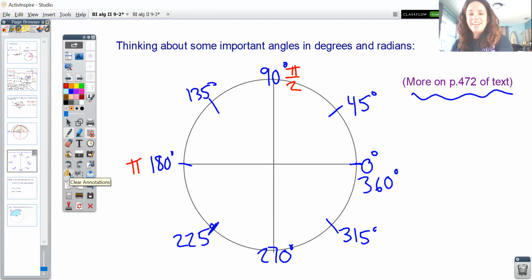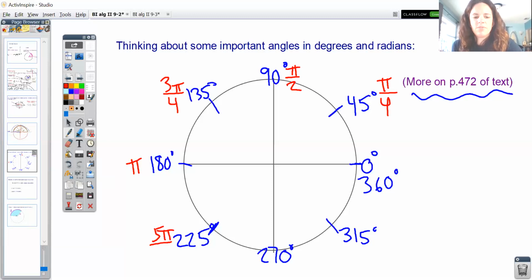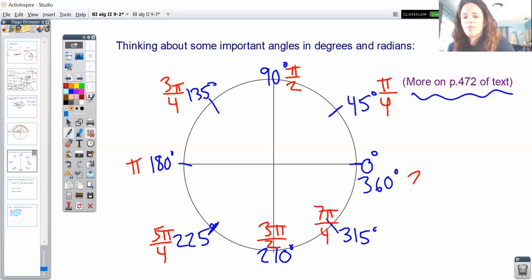And so if I split that in half, then that would mean that pi over 4 is the equivalent of 45 degrees. So I can go around and count by quarter pies. So pi over 4, this would be 2 pi over 4. This would be 3 pi over 4, and then 4 pi over 4, 5 pi over 4, 6 pi over 4, which reduces to 3 pi halves, 7 pi over 4, and then 8 pi over 4, which would be 2 pi.